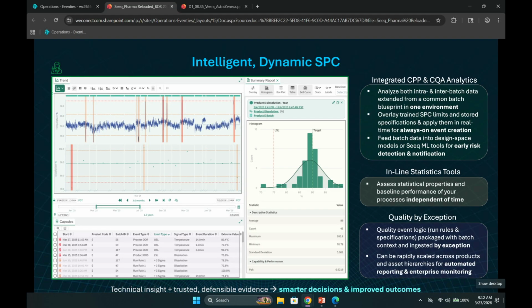Here we can look at SPC in 2 dimensions. We can look at both intrabatch information. So here we have a temperature signal on the top, and then below we have a lab signal. So we can look at intrabatch lab data or aggregated averages, mins, maxes over your process or any signal you bring in. Right on this same trend, we can overlay SPC limits.